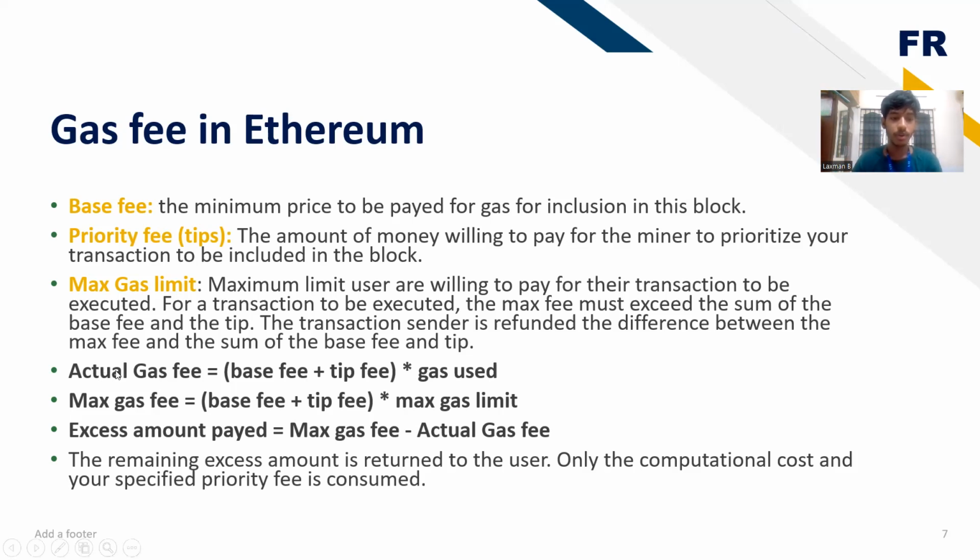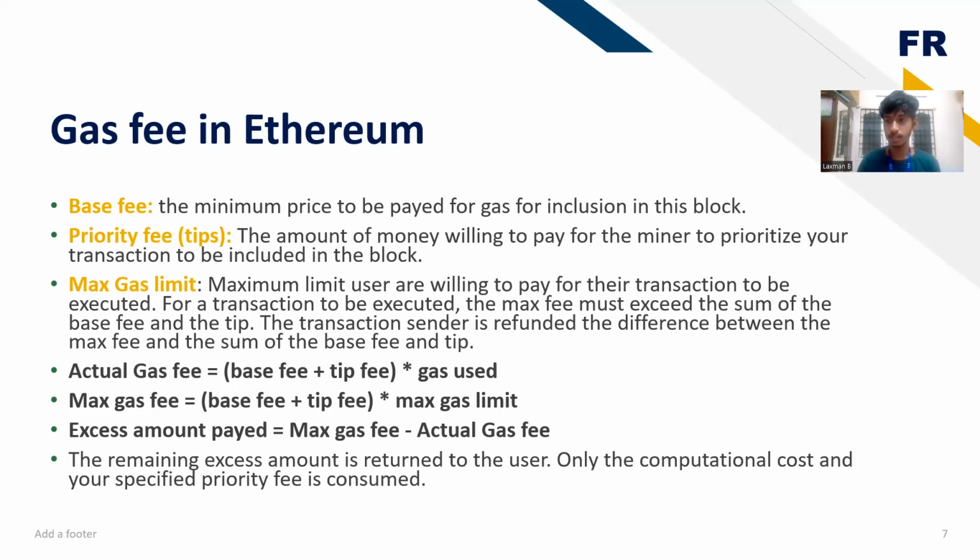As I said before, we have the actual gas fee, which is the actual gas that has been used and the amount that has been charged for it, and the maximum gas fee, which is the maximum amount of gas fee that you are willing to pay, and the excess amount, which is the maximum gas fee minus the actual fee. As we can see from the formula, the actual gas fee is the base fee plus tip fee, where the base fee, as I said, is the minimum amount of money required for your transaction to be included in the block.